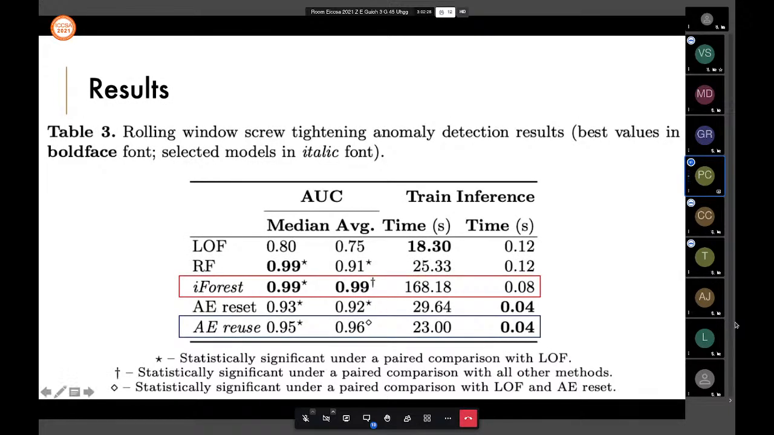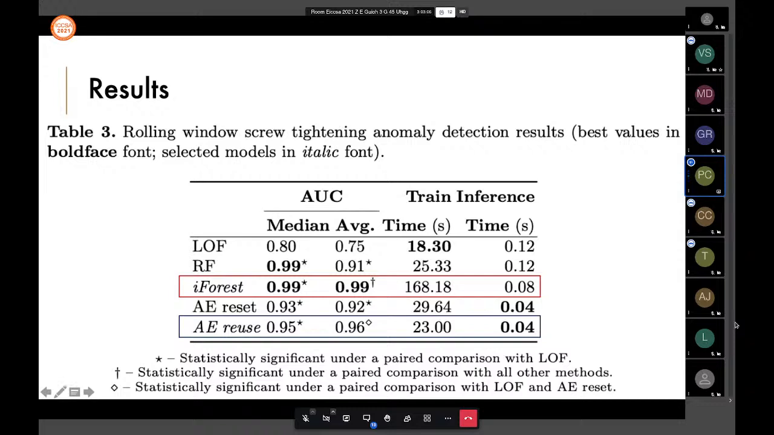This table shows the most relevant results. So it aggregates everything that I have spoken before about the rolling window. And basically what it shows is that LOF produces the worst results. The other methods behave much better. The best performing method is the isolation forest, which provides 99% of correctness in terms of the median AUC and the average AUC value. The only catch is that it requires a higher training time.